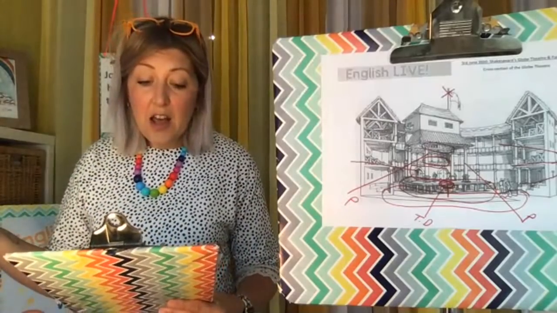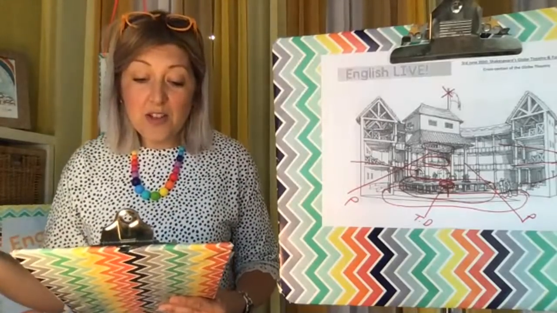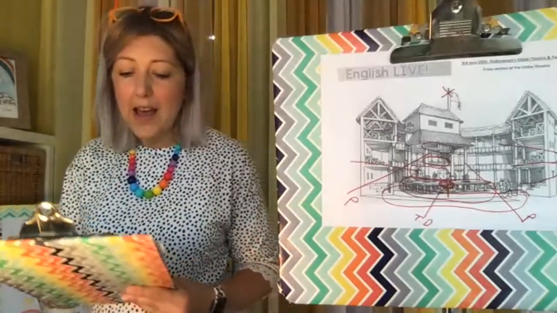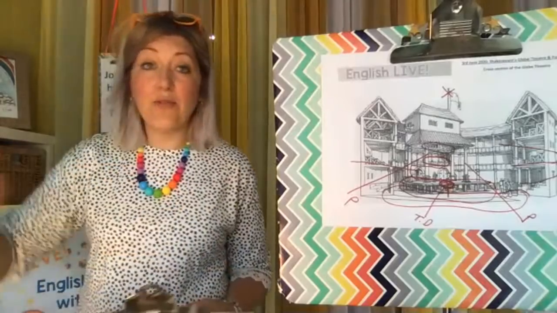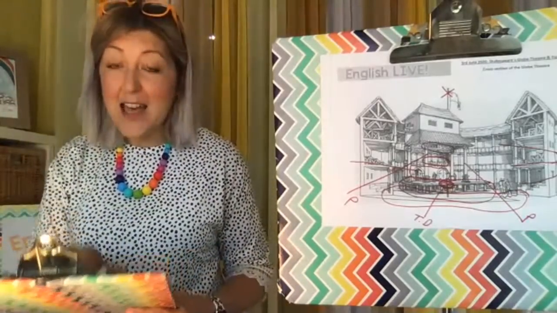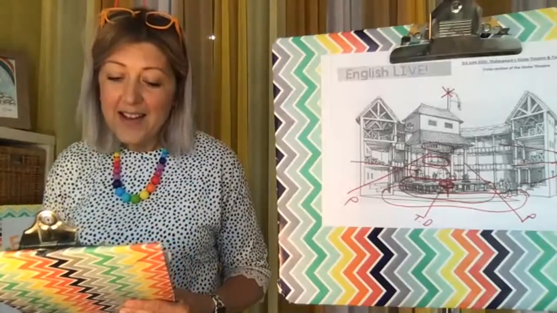No heating in the Globe, so performances were during the summer months, and then during the winter they were transferred to indoor playhouses. No toilets, people just relieved themselves outside, and all the sewage was just tipped into the River Thames. You definitely don't want to go swimming in there.